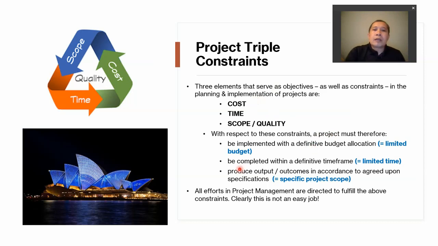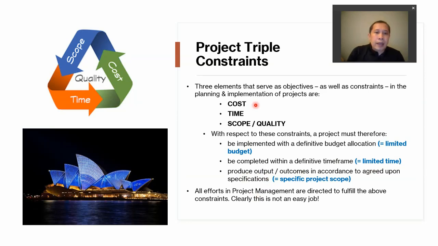A project must be completed within a definitive time frame, or in other words, the project has limited time to be completed. And lastly, the project has to produce output in accordance with agreed-upon specifications. In other words, it has to have a specific project scope. All efforts in project management are basically directed to fulfill the above constraints. And you can probably start to imagine that it's really not easy to balance these three aspects.